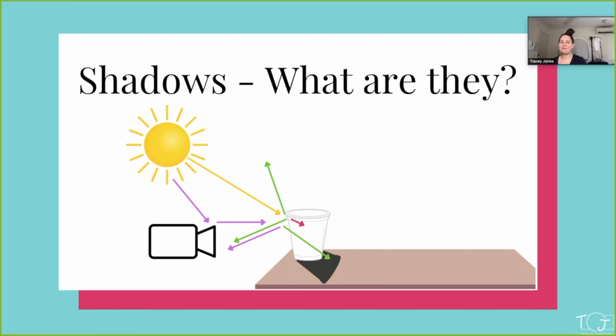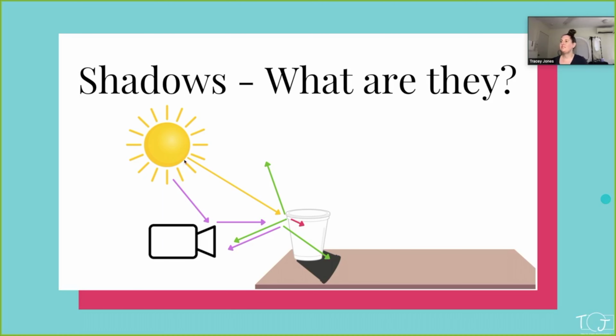So when you place something between the light source and another surface, it creates an area which the light does not reach directly, and this is called the shadow. So in this diagram here, we have our sun, which of course is our light source, and we have a cup on a table here with a shadow on the other side of the cup from the sun. Okay, nice and simple, yeah?